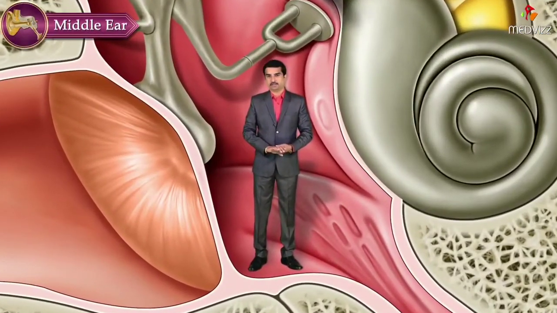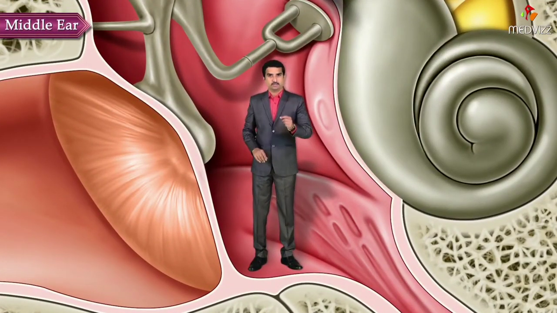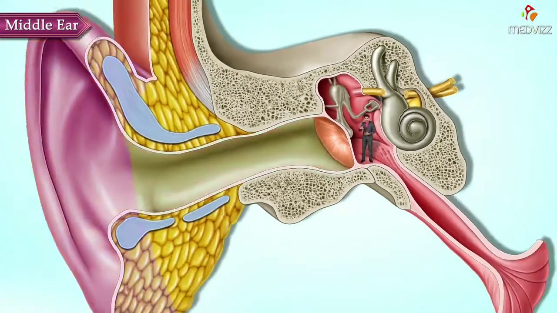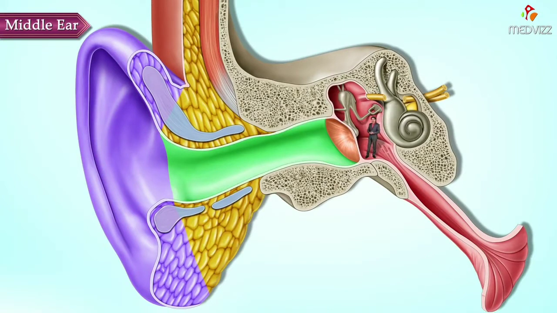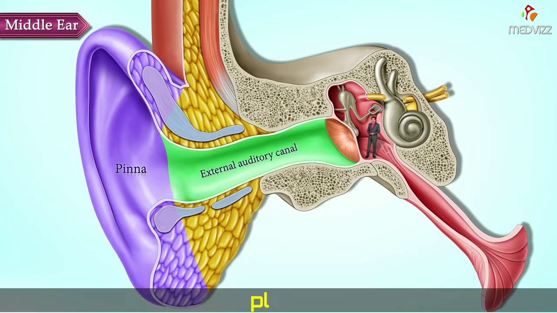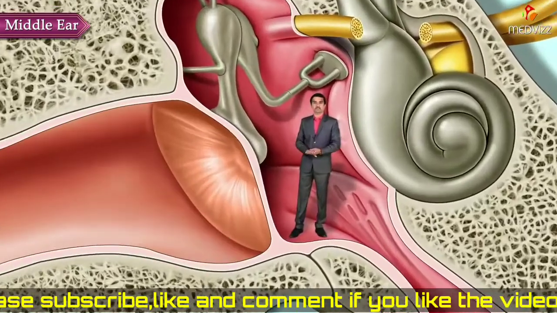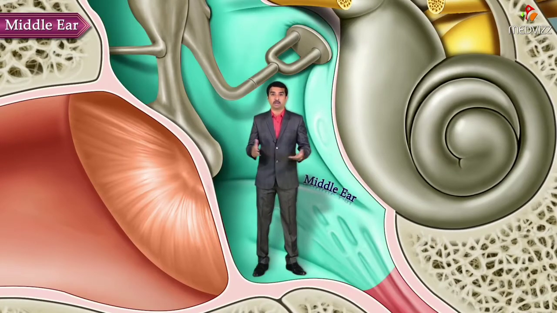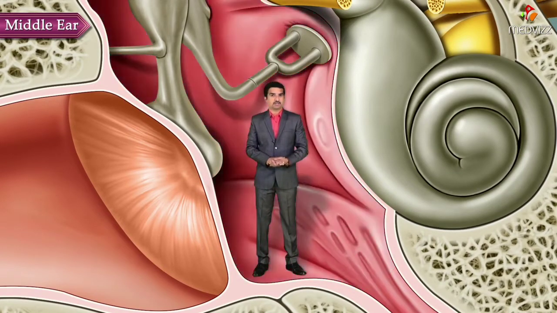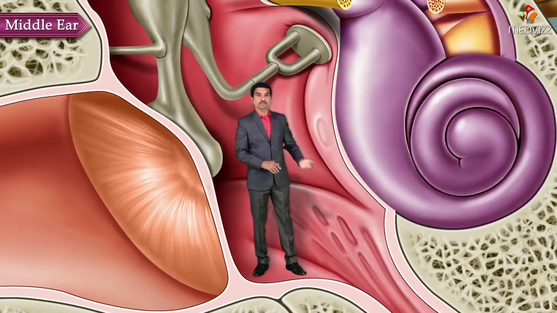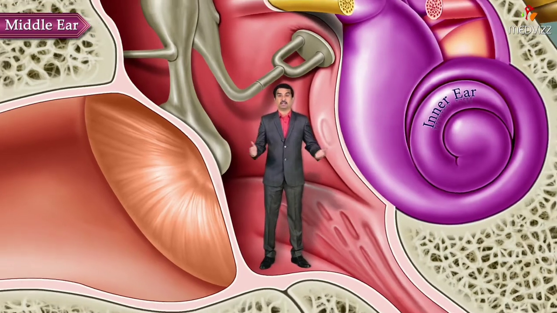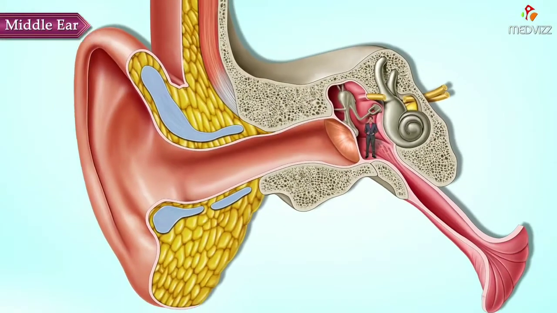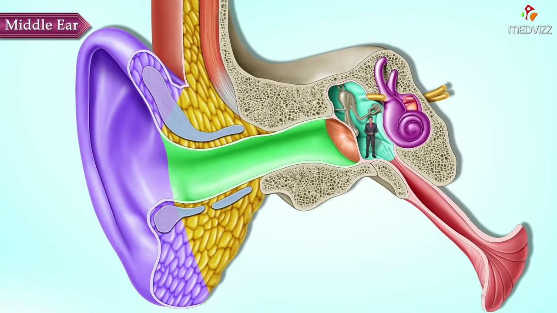Anatomy of the middle ear. The ear is structurally divided into three parts. The outer part is made up of the pinna as well as the external auditory canal. The next one is the middle ear. The place where I am standing is called the middle ear or the tympanic cavity, and the final structure of the ear is the inner ear. So like this, the ear is divided into three parts called the outer, middle and inner ear.